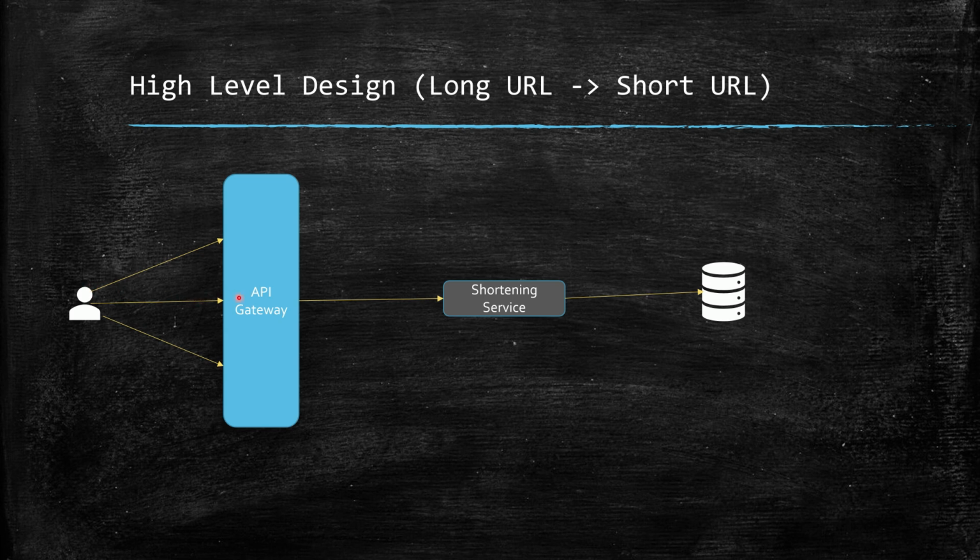So the user will give a long URL. It will go through the shortening service. The shortening service will generate a random short URL, and then it will be stored in the database itself. Note that here I do not want to focus on how the short URL code is being generated.